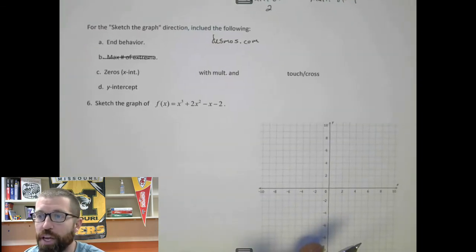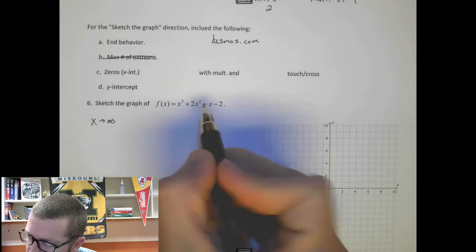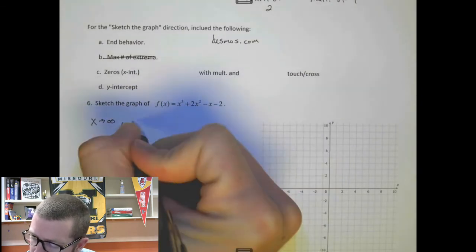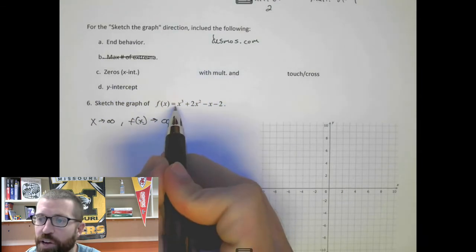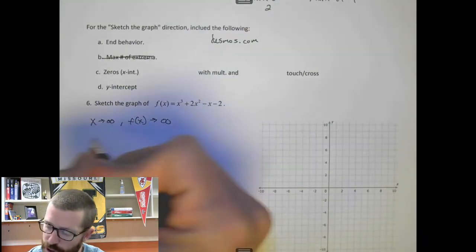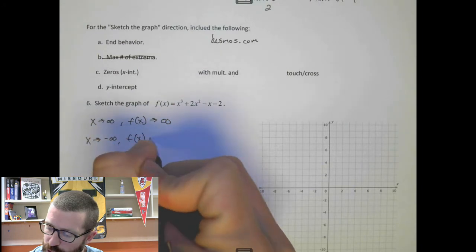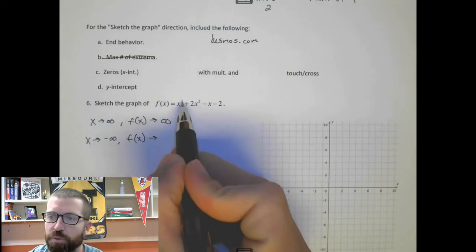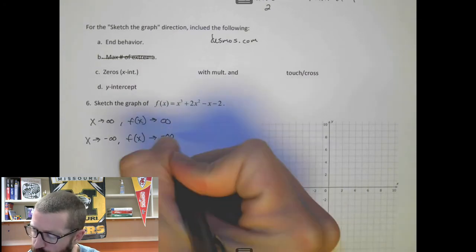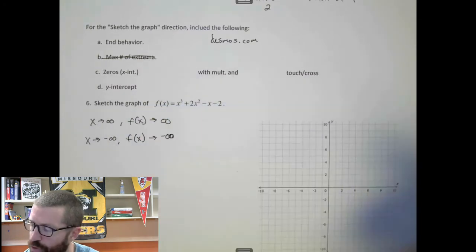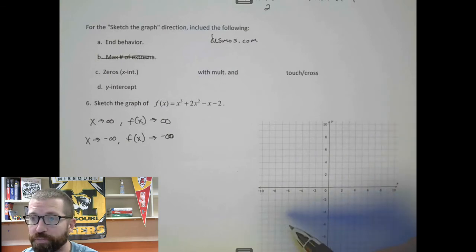Okay, so end behavior, let's start there. So as x goes to infinity, on the right, the graph is going to go up because this is a positive leading coefficient. And then on the left, the graph is going to do the opposite because my degree is odd. So odd means the opposite. So it's going to go down. So this graph is going to go up this way and down this way. So that tells me something.